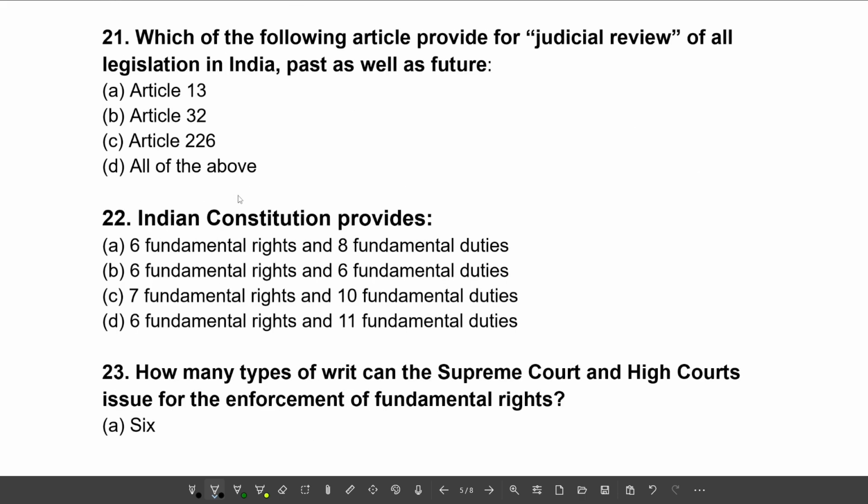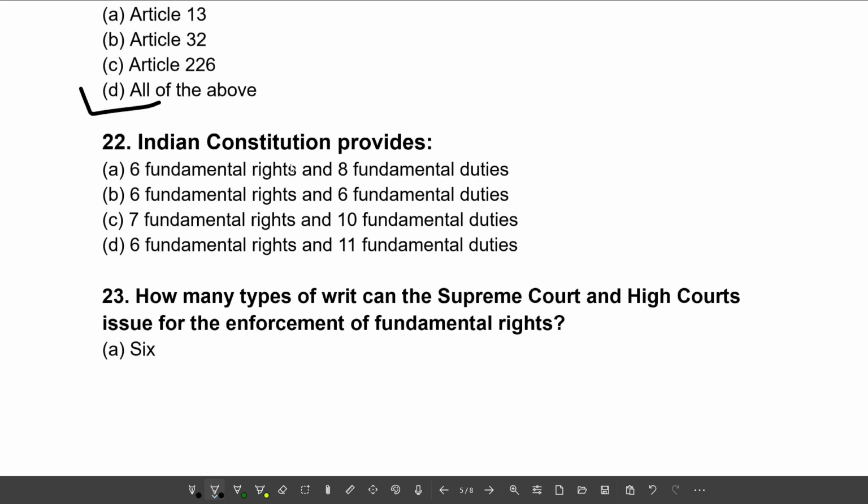Which of the following articles provide for judicial review of all the legislation in India, past as well as future? Article 13, Article 32, Article 226, all of the above. So the correct option will be option D, all of the above.